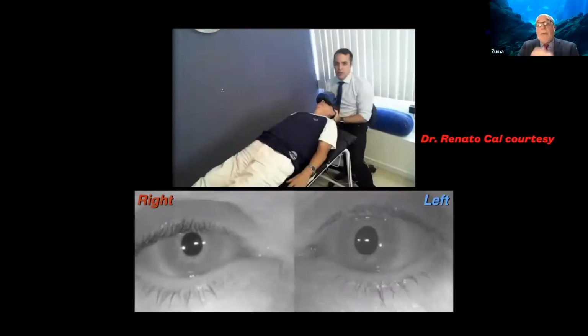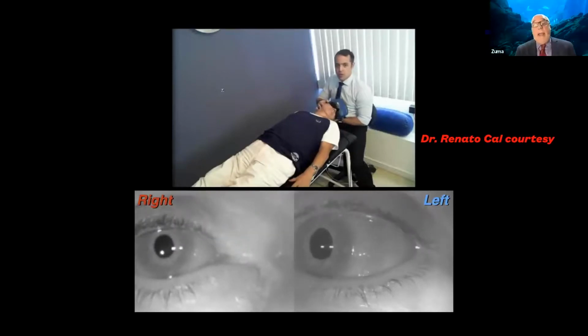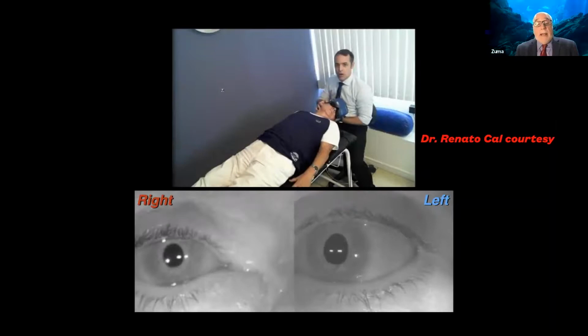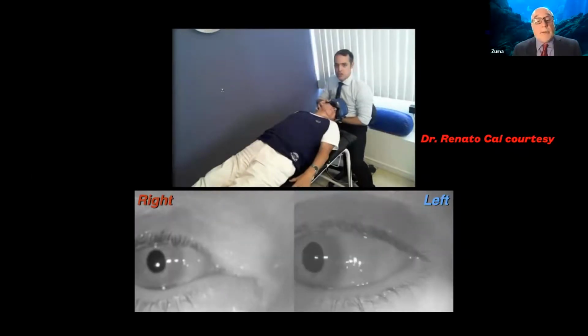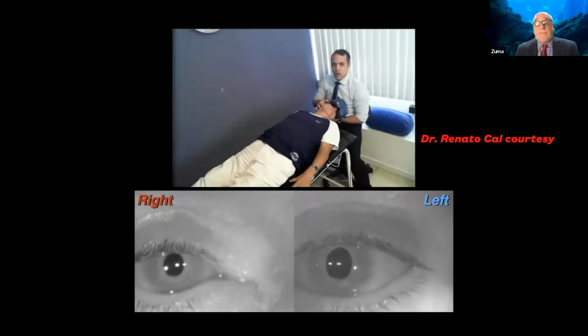So we perform now the sit-supine position, left beating. Now turn the head to the left. As you can see, a strong nystagmus beating to the right side. Excitatory stimulus.